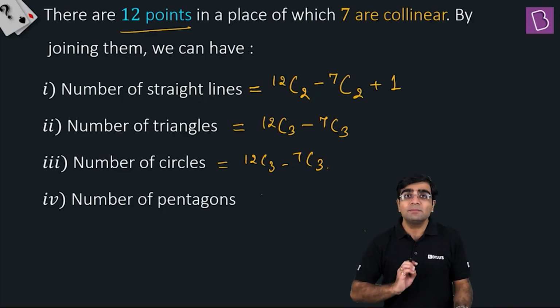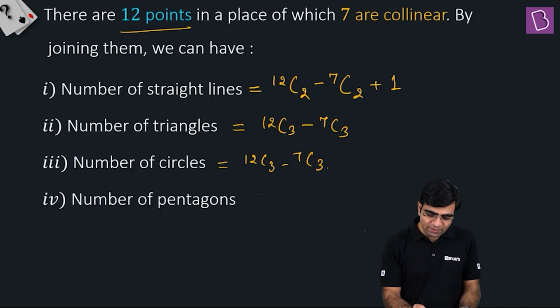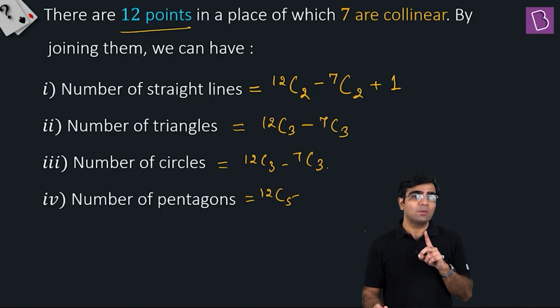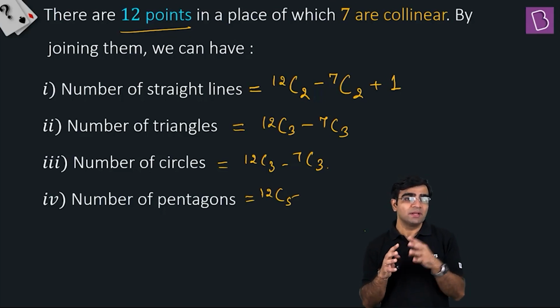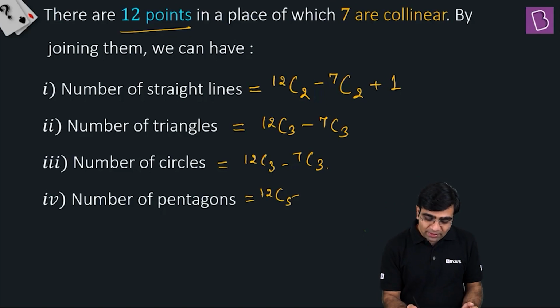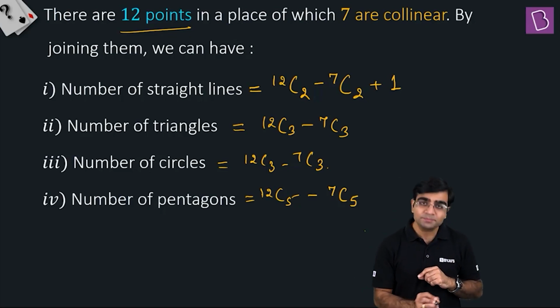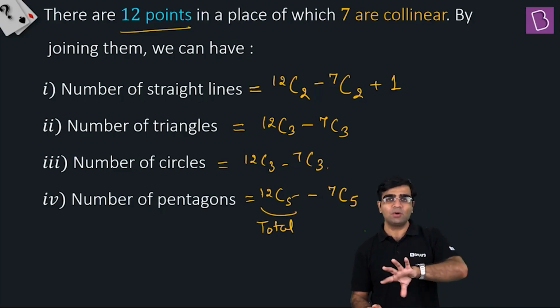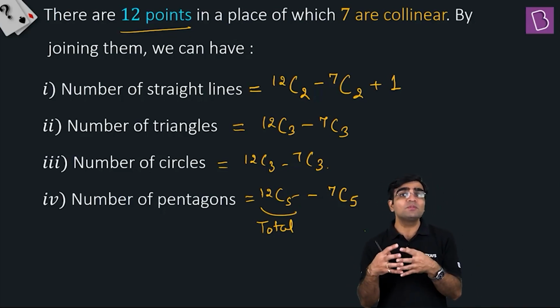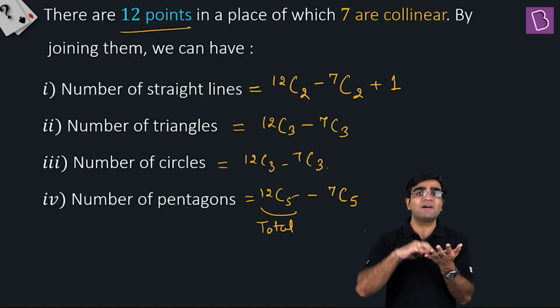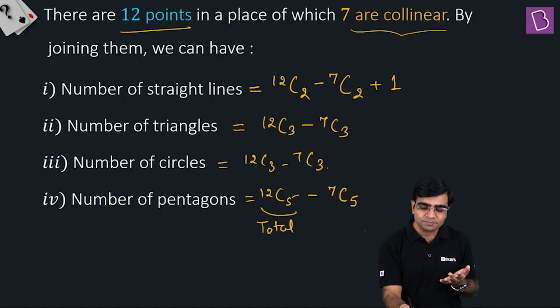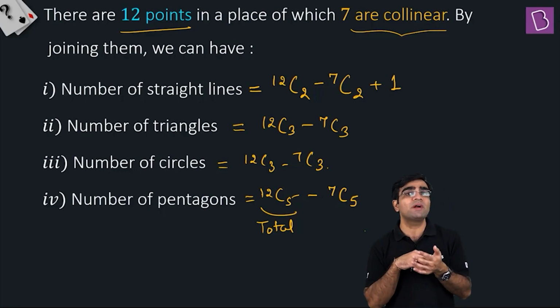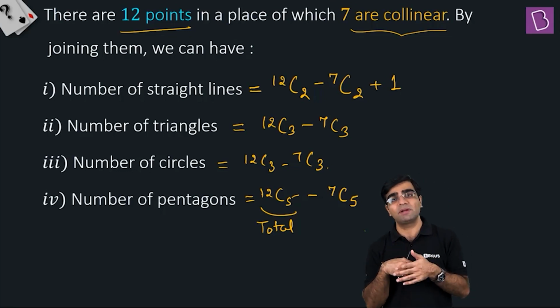So for the number of pentagons, we need to choose any 5 points. Let's say I take the value as 12C5, but I will be making a mistake. Why? Because I have 7 collinear points, so there is a possibility that I choose all 5 points from those collinear points. So I need to remove that, right? 12C5 will be the total number of cases when I'm choosing any 5 points out of those 12 points. But I need to remove the cases when I have chosen either 5 collinear points, or any 4 collinear points, or any 3 collinear points, right?